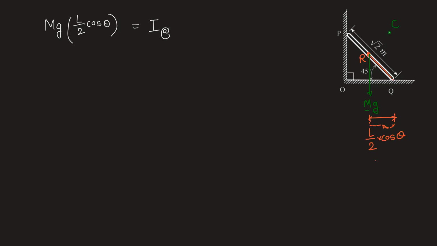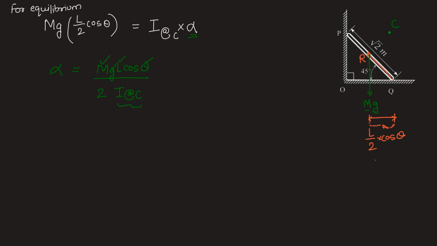So mass moment of inertia of the rod about C into its angular acceleration alpha. For equilibrium, we can write this equation, and by rearranging this, we can find out alpha. So alpha will be simply MgL cos theta upon 2 into I about point C. M is given to us, g we know, L is root 2, and theta we also know, that is 45 degree. The only job is to find out the mass moment of inertia about C.